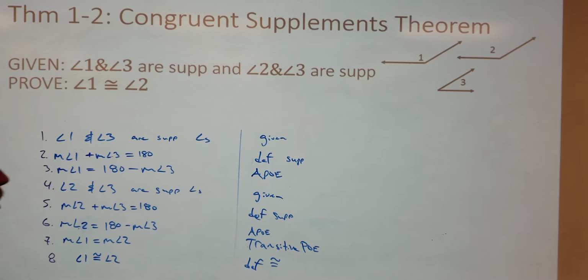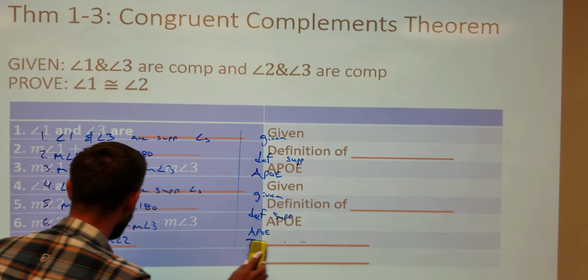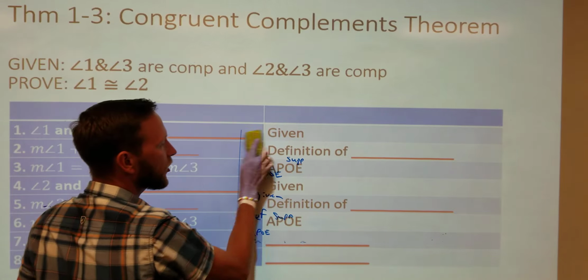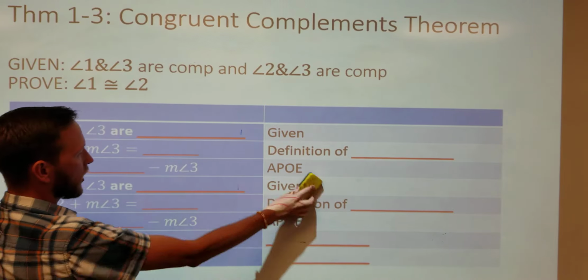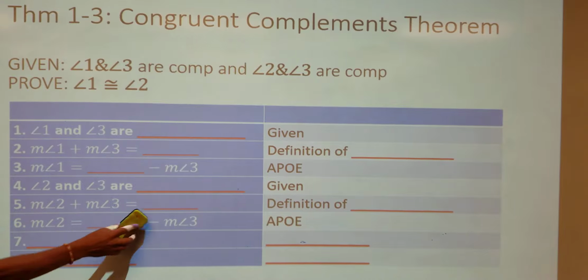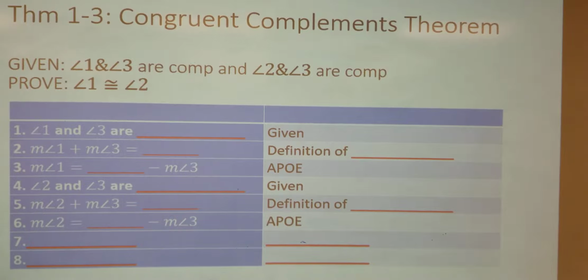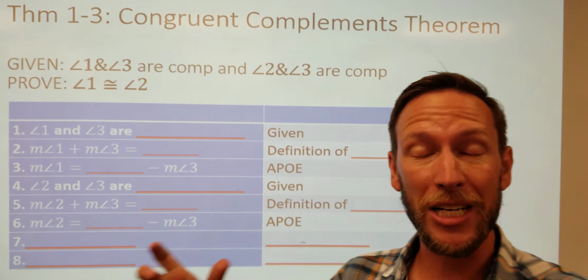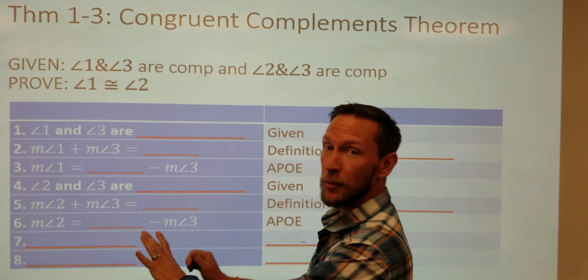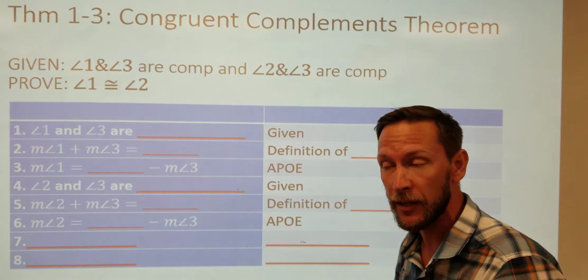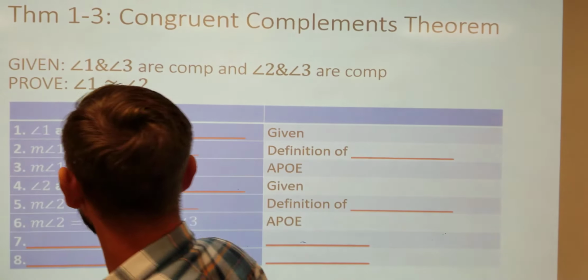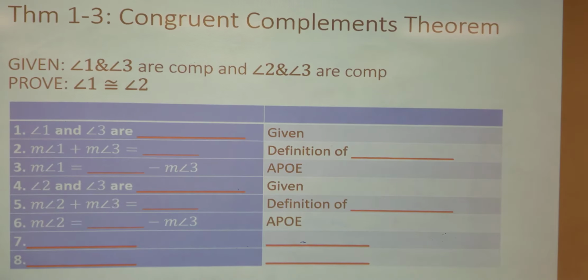All right, so let me show you what that looks like. It's going to be very much the same proof. It's just that instead of dealing with supplementary angle pairs, we're dealing with complementary angle pairs. And we're going to show that these angles 1 and 2 are in fact congruent. Our second column is going to look very similar to the second column of the last two proofs. Our first column is going to look very similar to the first column of the last two proofs. See if you can fill in those blanks and do this proof of Theorem 1.3, the congruent complements theorem. I can't wait to check that.